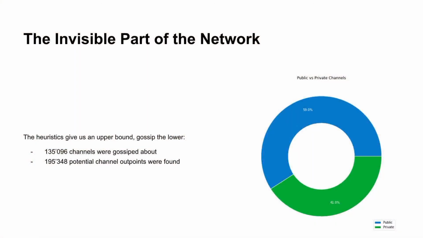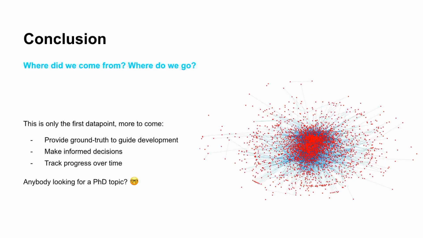But this is likely to grow once people start creating more private wallets and basically stop announcing themselves to the network as a whole. So the subsurface part of the iceberg is not very big, but hopefully it will grow. And that's basically my numbers.